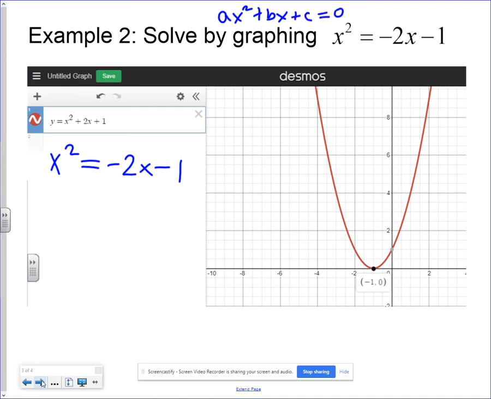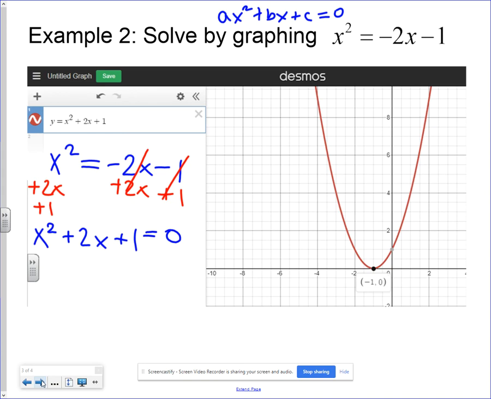So I'm going to take the negative 2x and add it to both sides. So I'm going to add 2x to both sides. I'm going to add 1 to both sides. These cancel out. On this side we got 0. And over here we add up our like terms. Well, we don't have any like terms, so we're just going to rewrite it as x squared plus 2x plus 1.